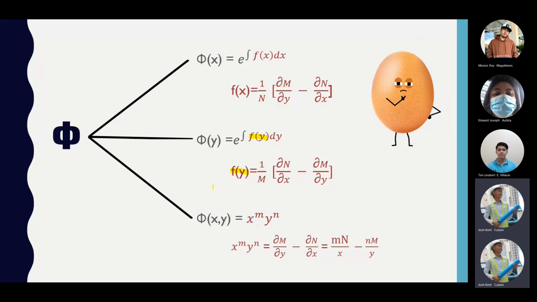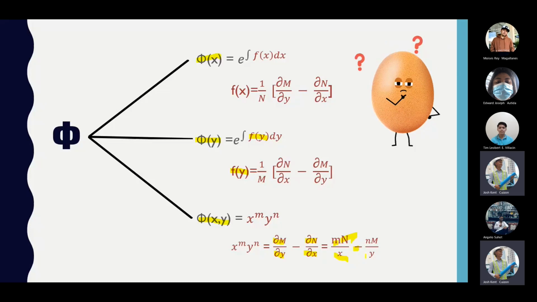And if ni-try na ta aning duha and wala gyapon mo satisfy nila, aron ta sa pangtulo which is part of phi of x and y, wherein it is equal to x to the power of m and y to the power of n, and this is to be computed as partial of M with respect to y minus partial of N with respect to x is equal to m times our N katong tapad ni dy over x minus n times M over y. So para masabtan na sila, let's go over to our first example.